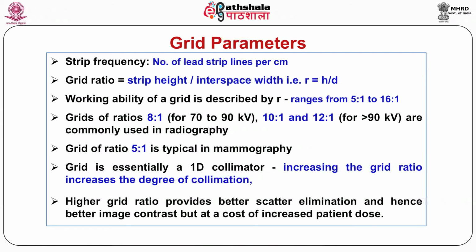So we can summarize the grid parameters as a strip frequency, that is nothing but the number of lead strips per centimeter, and grid ratio, that is h upon d. The working ability of a grid is described by R. Grids of ratio 8:1 and others are used for different kVp. Grid is essentially a 1D collimator. Higher grid ratio provides better scatter elimination, and these parameters of typical grids are summarized in the given table.